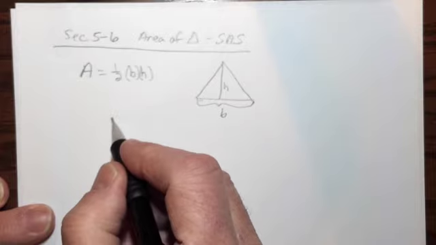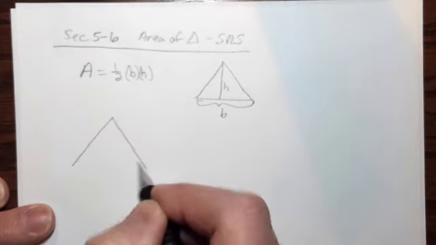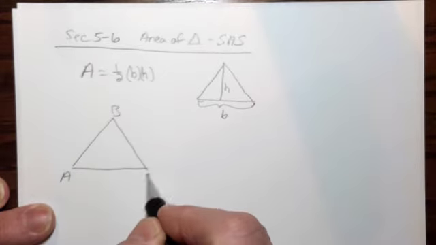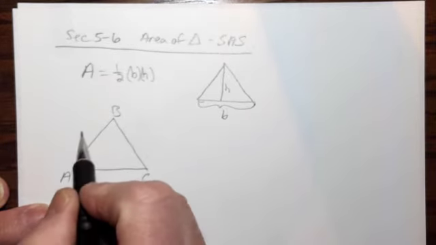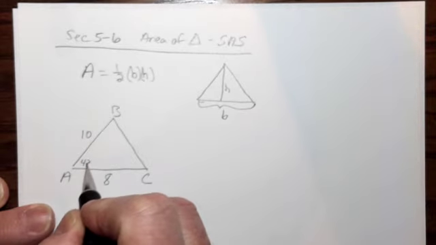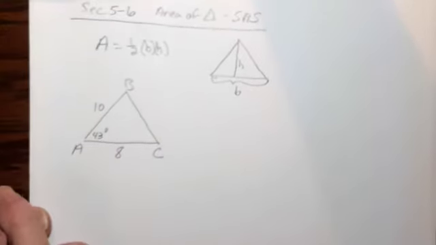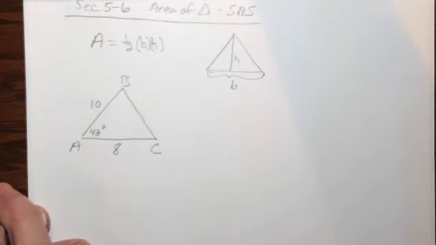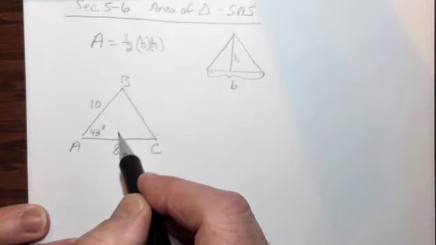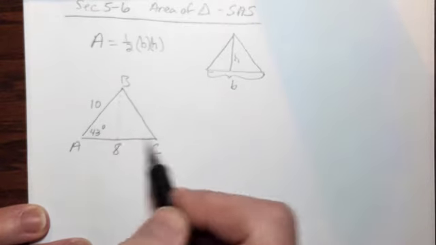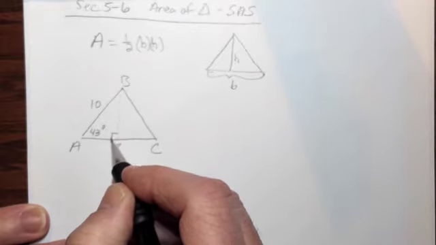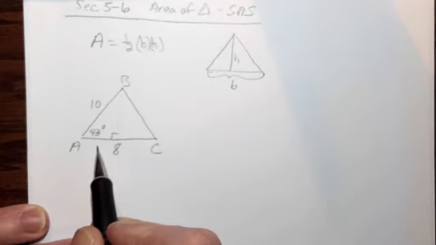But let's say, for instance, we had a triangle ABC, and I gave you that this length was 10, and this length was 8, and this is a 43-degree angle. How would we find the area of that triangle? We know a base, but I don't know the height. The height's going to be an altitude to the triangle. And so what that does is create a right triangle.